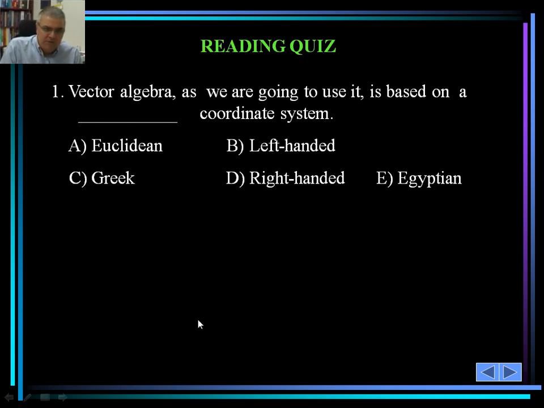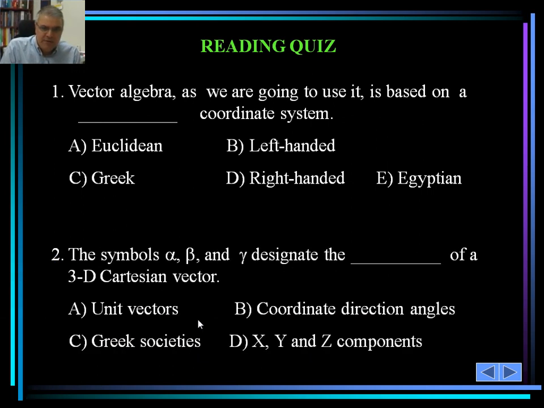Okay, then there's another reading quiz. The second one: the symbols alpha, beta, and gamma designate the what of a 3D Cartesian vector. Again, the symbols alpha, beta, gamma designate the blank of a 3D Cartesian vector. Think about it for a few seconds.